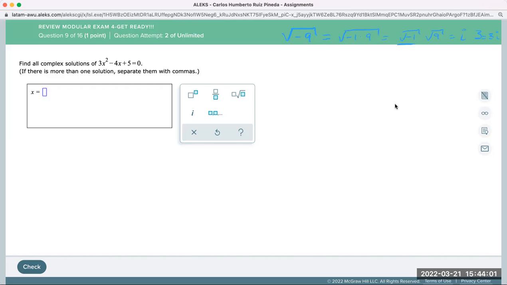Okay. Now in this case, let us identify the terms. A is 3, B is -4, and C is 5. So we will be using the quadratic formula: x equals -b plus or minus the square root of b squared minus 4ac, all of this divided by 2a.